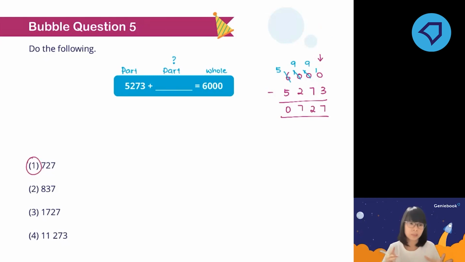Some of you gave me option number 3. Please be careful. Some of you gave me option number 2. For those of you who gave me option number 2, please be careful. You need to regroup from the 10 to give you 9. So it's no longer 10 minus 7, because you need to borrow 1 from this 10 over here. This one might be a little bit confusing.